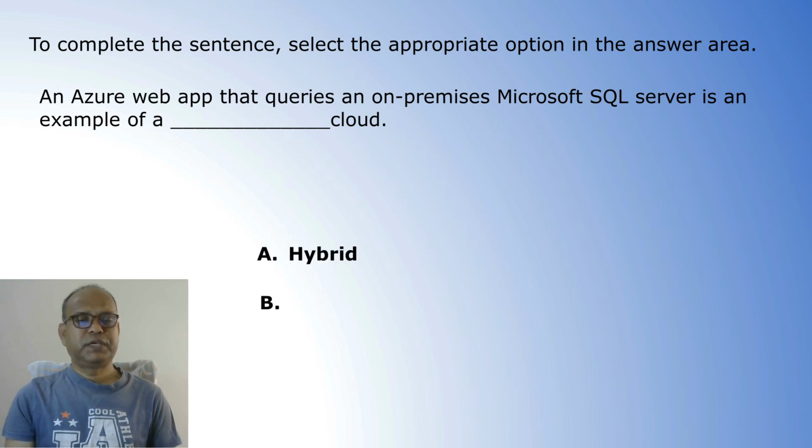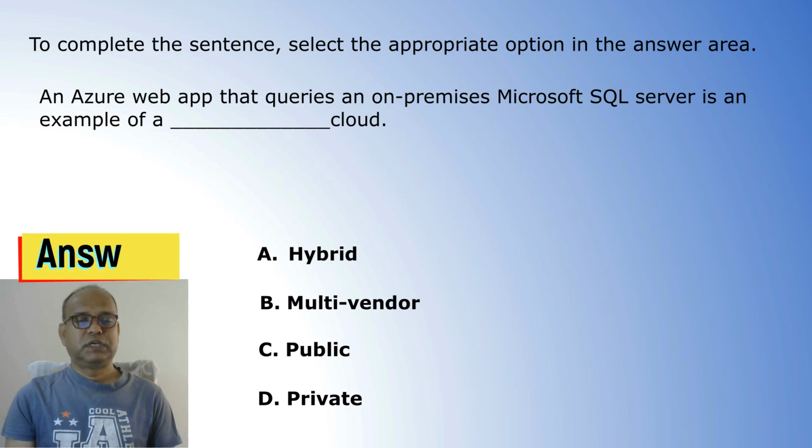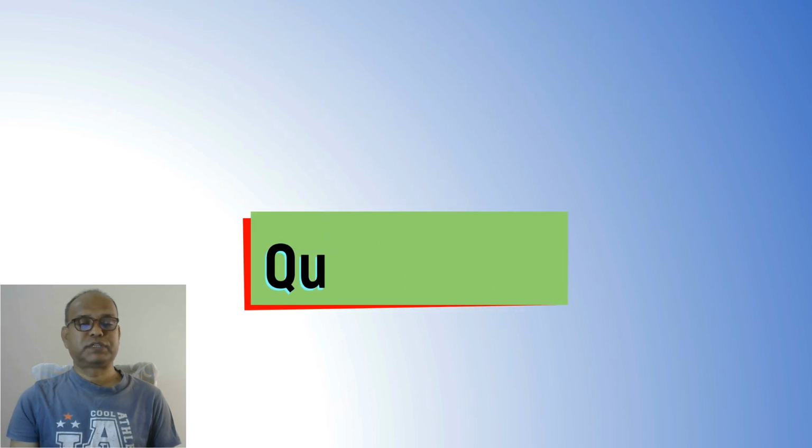Option A hybrid, option B multi-vendor, option C public, option D private. Answer. In this scenario, an Azure web app is hosted in a public cloud and performs queries in a private cloud. So this is a combination of uses of resources and it is called the hybrid cloud model. Therefore, the correct answer is option A. Move to the next question.